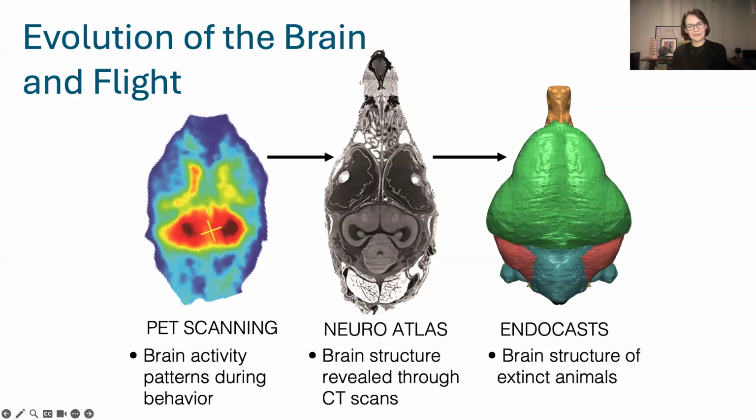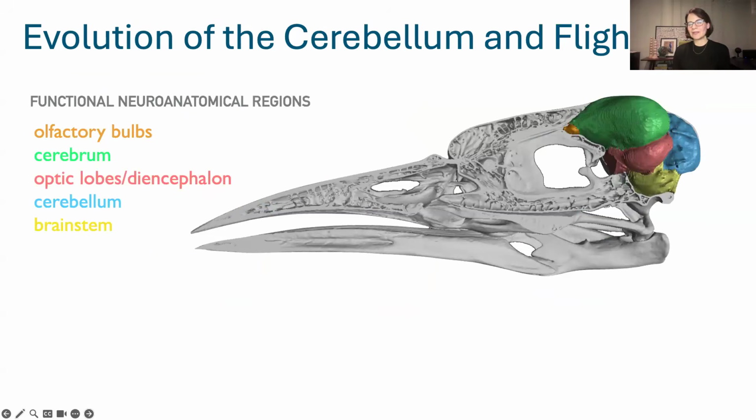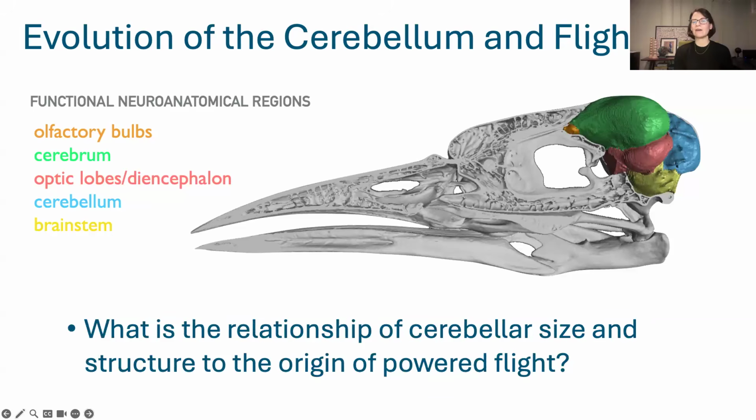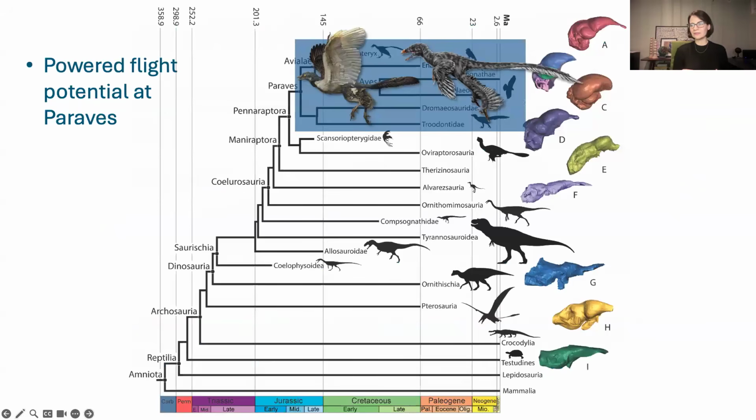Now let's look a little bit at the deep history of the brain. And now we can ask this question. We can ask a more refined question at this point. So instead of asking how does brain size relate to flight, we can now ask how does cerebellar size relate to flight? And so just to remind you, here's our hypothesis for the evolution of powered flight potential.